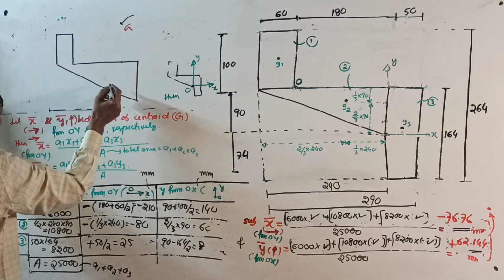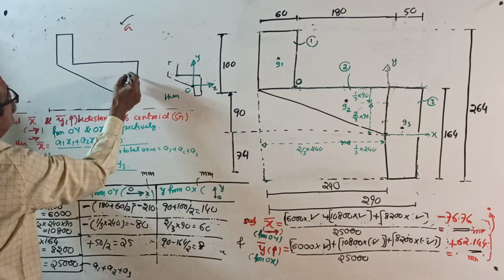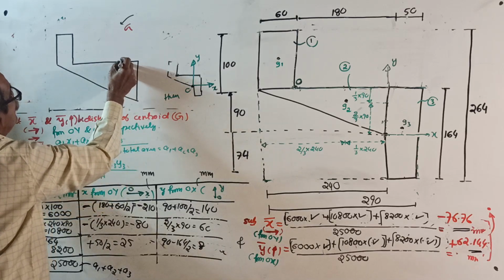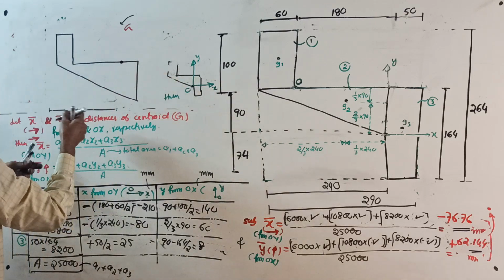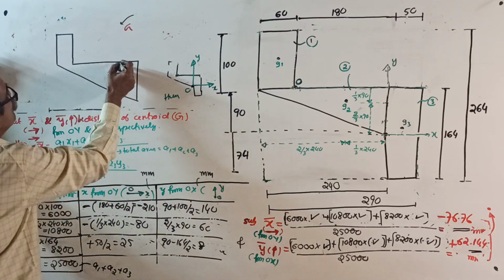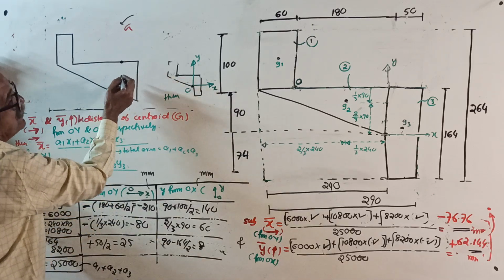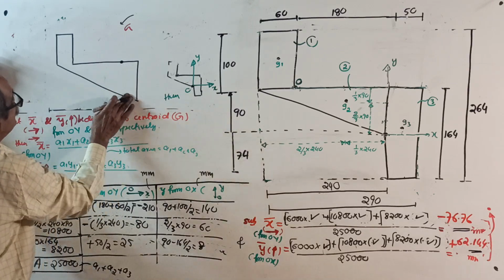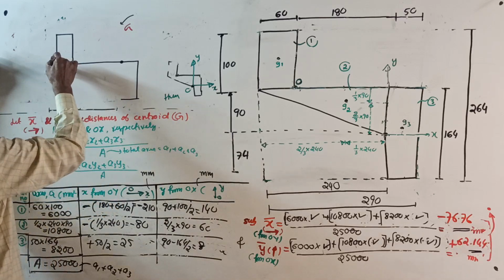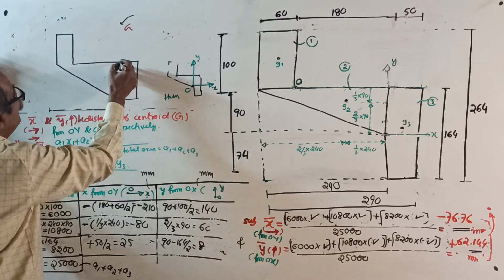Somewhere here, where is the junction? They want this point, correct? This is the point they want. How did that point come first of all? I don't know how that point came. Oh, sorry, this is C. Okay, this is joining this way.